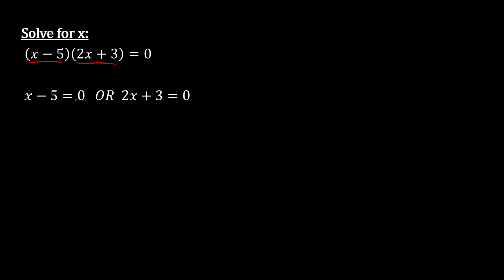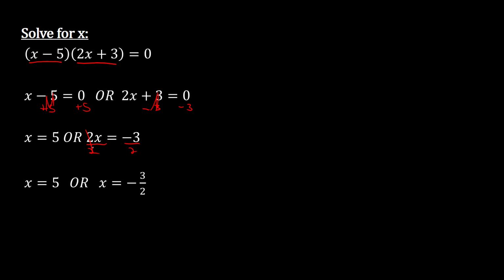So we can solve this for x. For the first equation, we can add 5 to both sides, and we have x equals 5. Second equation, you can subtract 3 to get 2x equals negative 3, and then divide both sides by 2. So now we have x equals 5 or x equals negative 3 over 2. And that would be the solution.